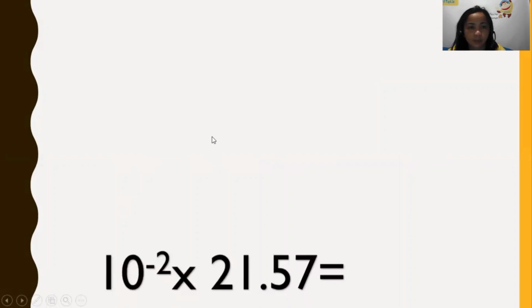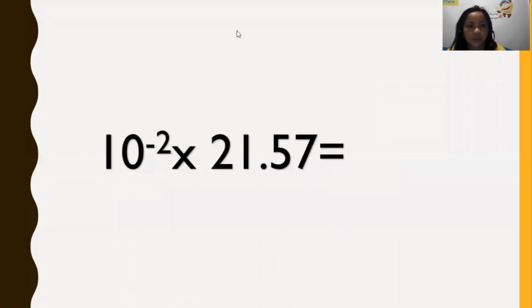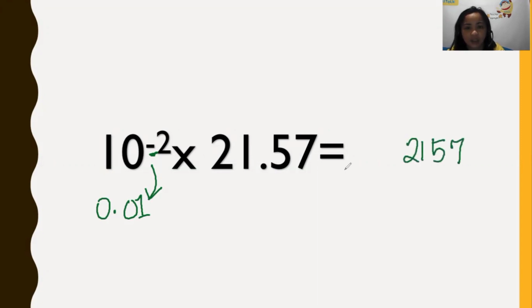Let's have another example. We have 10 raised to negative 2, that means 100ths, times 21 and 57 hundredths. Kopyahin muna natin si 21 and 57 hundredths. So from here, 2 places, 1, 2. So nandito na. Lagay na natin dito si decimal point and add zeros. 0. So the answer is 2,157 thousandths.